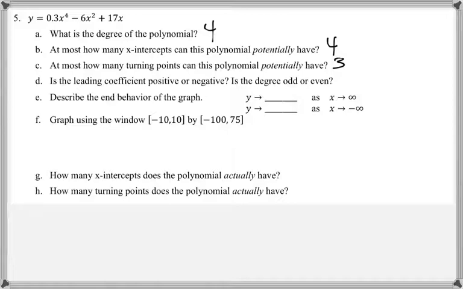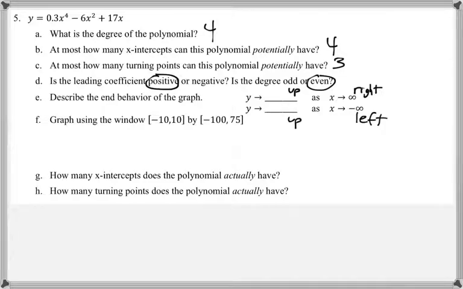So is the leading coefficient positive or negative? Is the degree odd or even? This is positive, and this is even. So my case here would be this is going up as we go to the right, and it's going up as we go to the left.